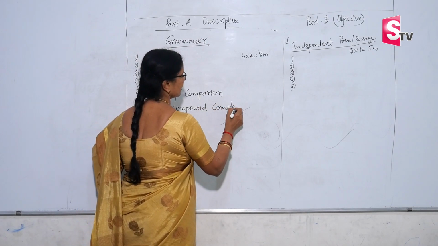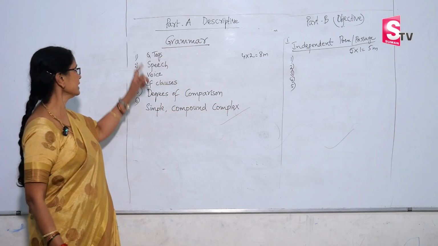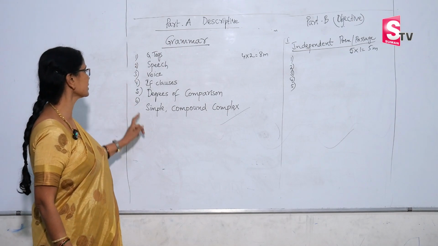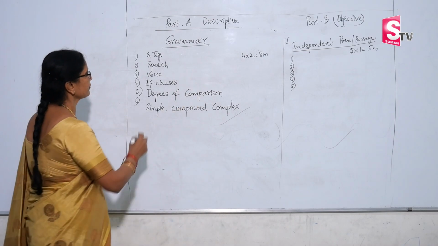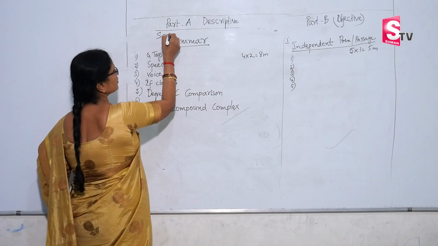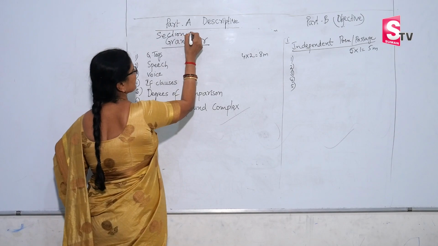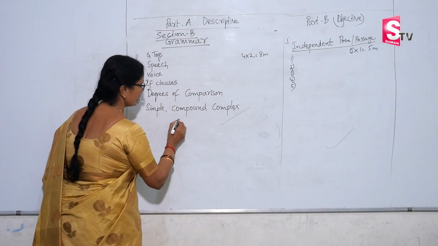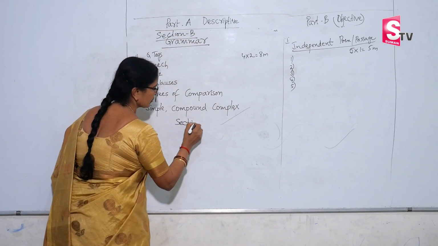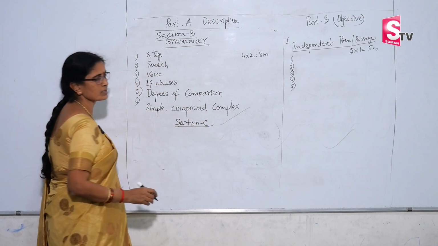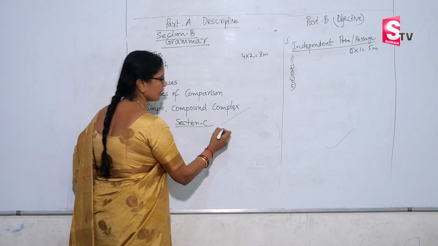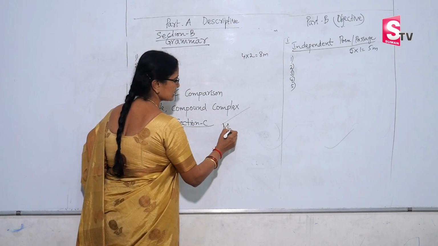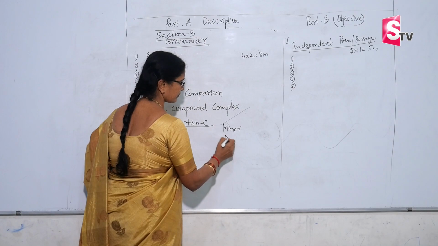So you need to prepare only these. These 6 topics are very, very important in grammar. Coming to section D. So this is section B, grammar, and next one is section C. Now section C, creative expressions. Now what are these creative expressions? Nothing but discourses.